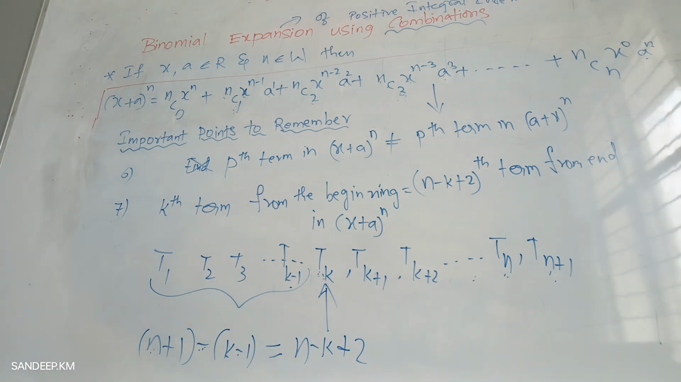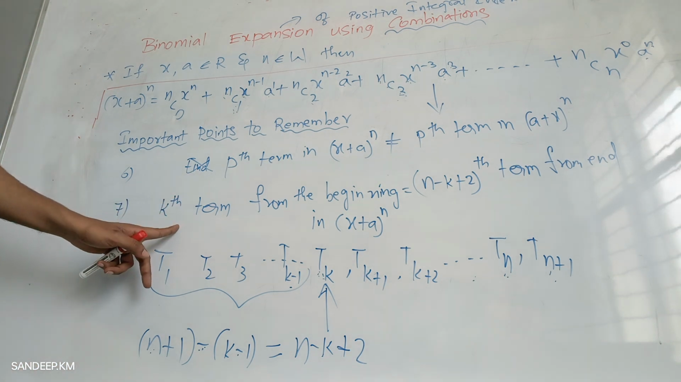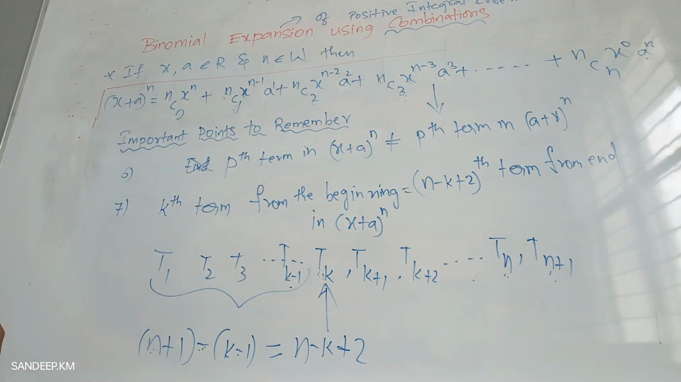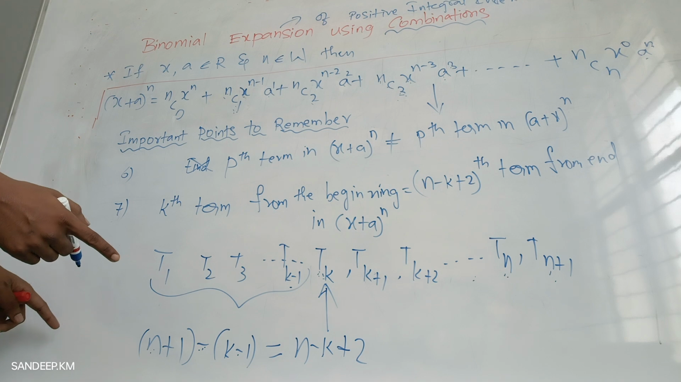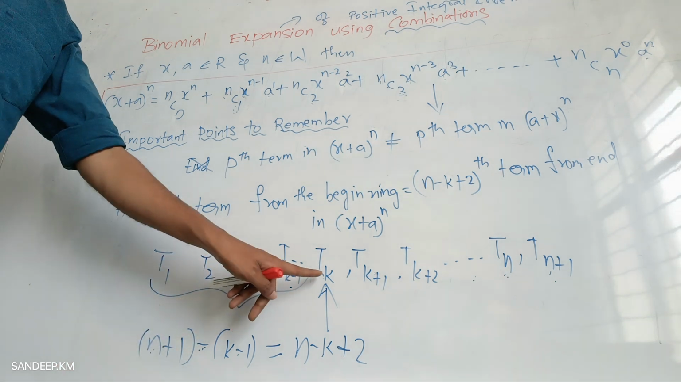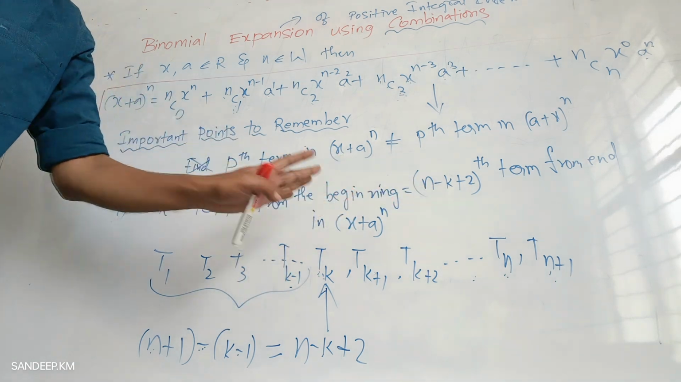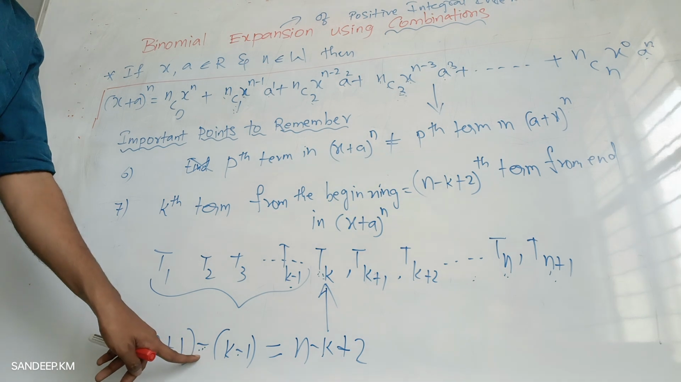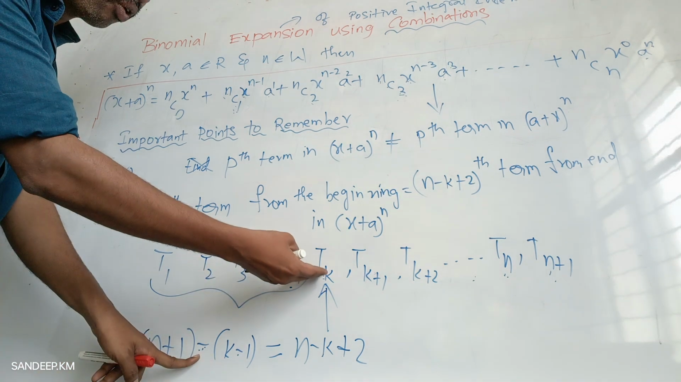So therefore, dear students, the kth term from the beginning is equal to the (n - k + 2)th term from the end. So once again, if you want to understand this, there are totally n + 1 terms. I want to know which term this is from the end. So what I did, from the total n + 1 terms, I have removed all the terms before the kth term.